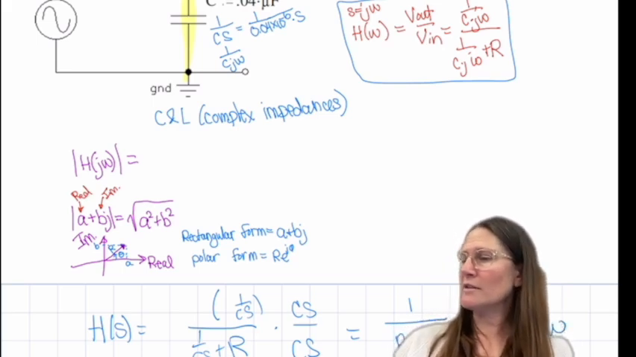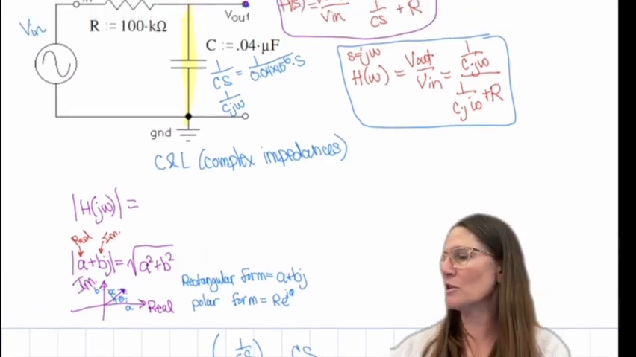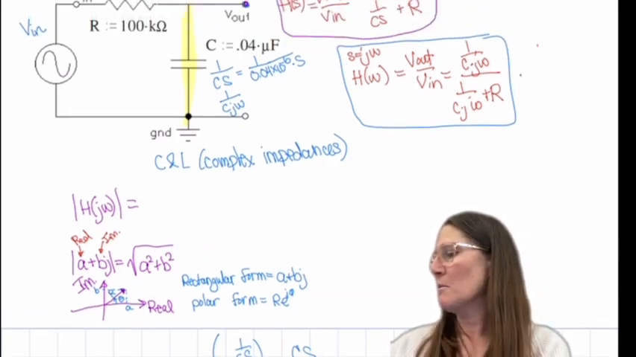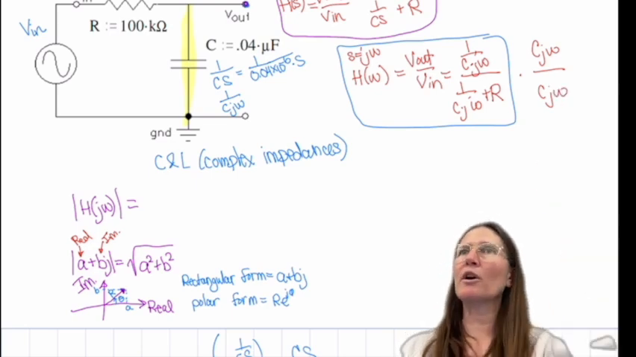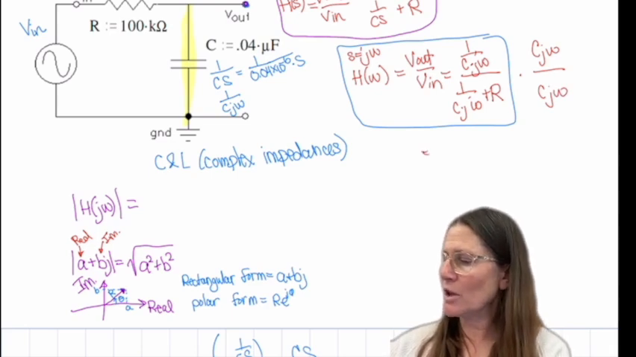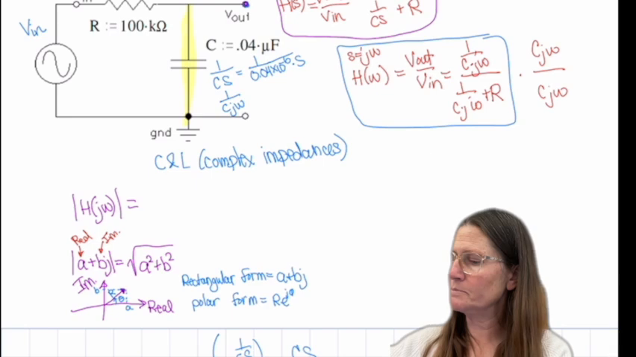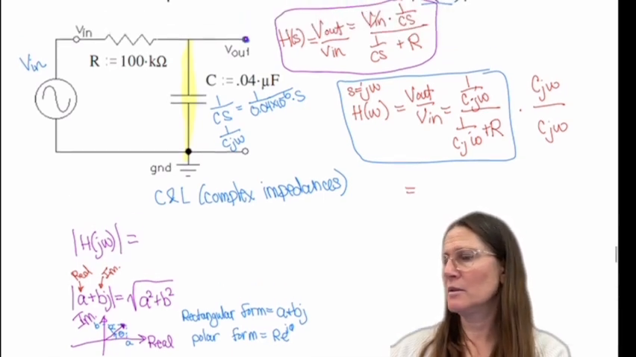So to do that, it's going to be easier to multiply the top and bottom of this equation by Cj omega on top and bottom to get rid of the 1 over that number. So then this will equal... Professor, above was Vn multiplied by the 1 over Cj omega, right there.